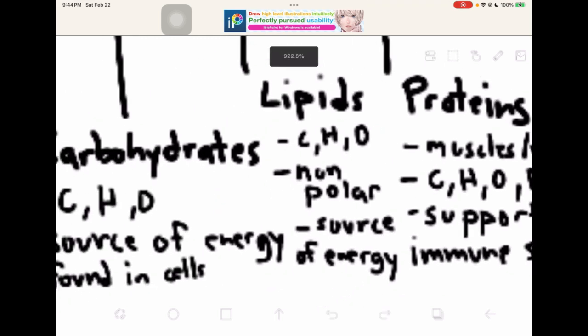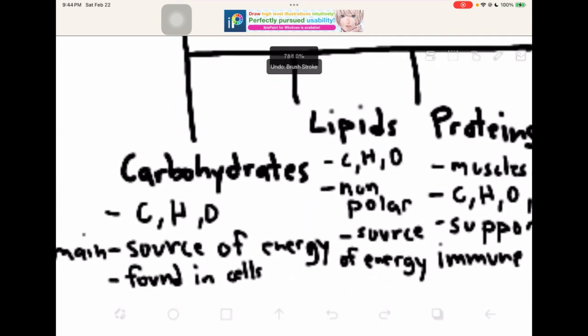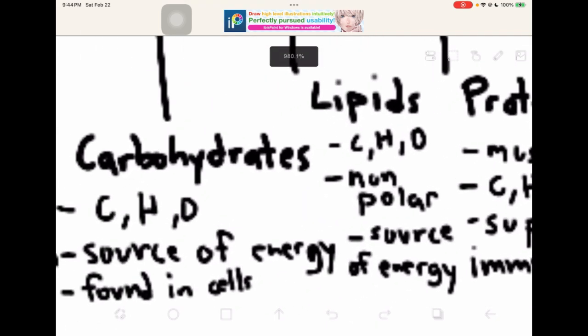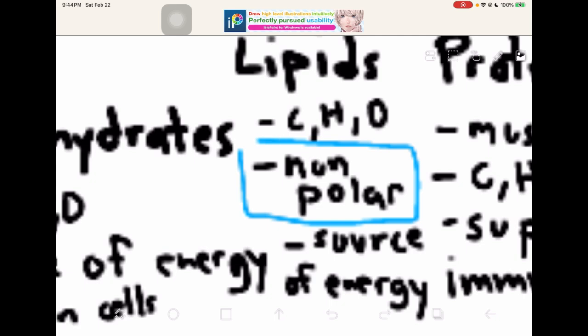But the striking difference here is the non-polarity of lipids or fats. Just like oil. Oil is not soluble in water. It's a non-polar one. So that's what distinguishes carbohydrates from lipids. Sure, they're both sources of energy. Sure, they're both made out of C, H, and O, but lipids are most certainly non-polar.